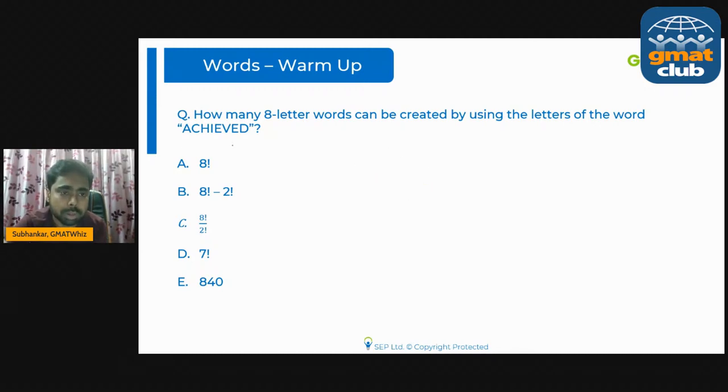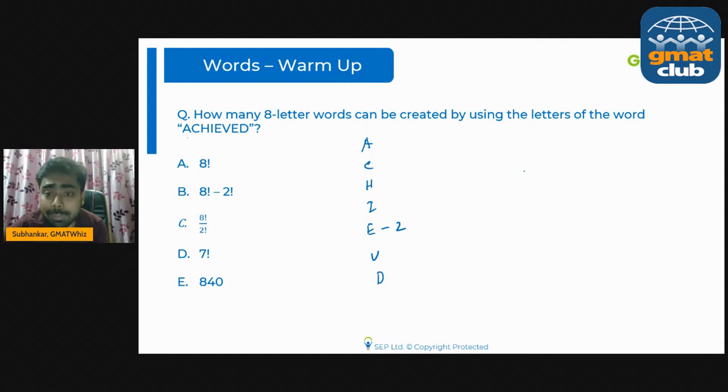Okay, so this is a word. First, if I get a question like this, that there are 8-letter words created using the letters, I can see there are 8 letters. The first thing I need to do is check: is there any repetition? I see A is there, C is there, H is there, I is there, E is there twice, right? Then V is there, E I already counted, and D. If I count the total, 1, 2, 3, 4, 5, 6, 7, 8 letters present, but the distinct ones are A, C, H, I, E, V, D. So I have 8 letters, one of them counted twice. E is there twice.